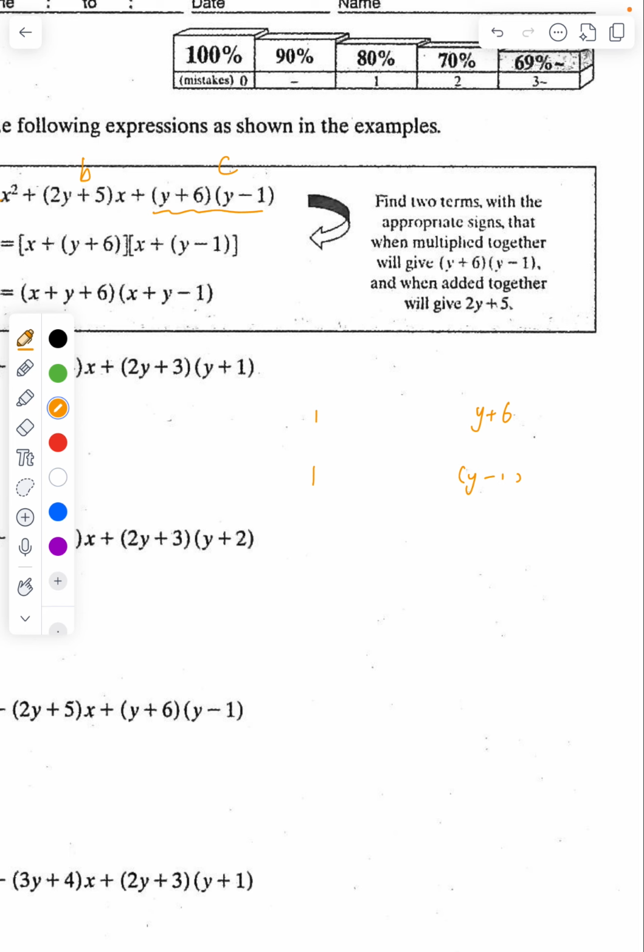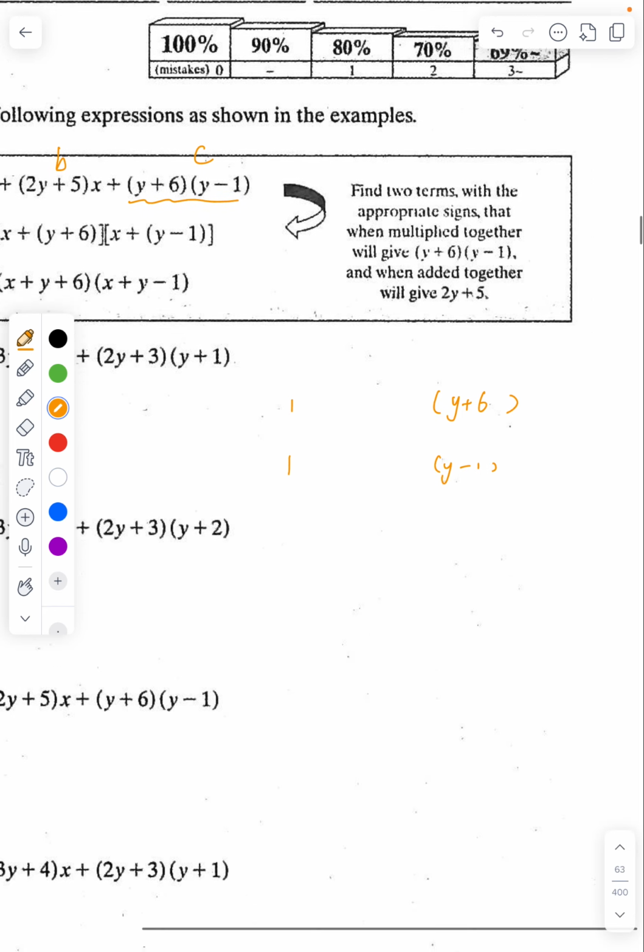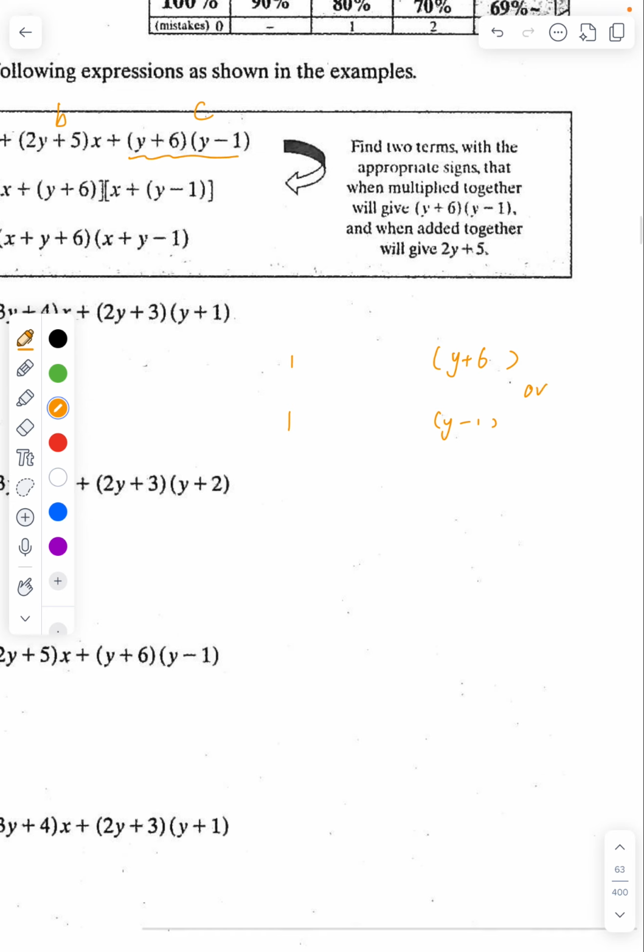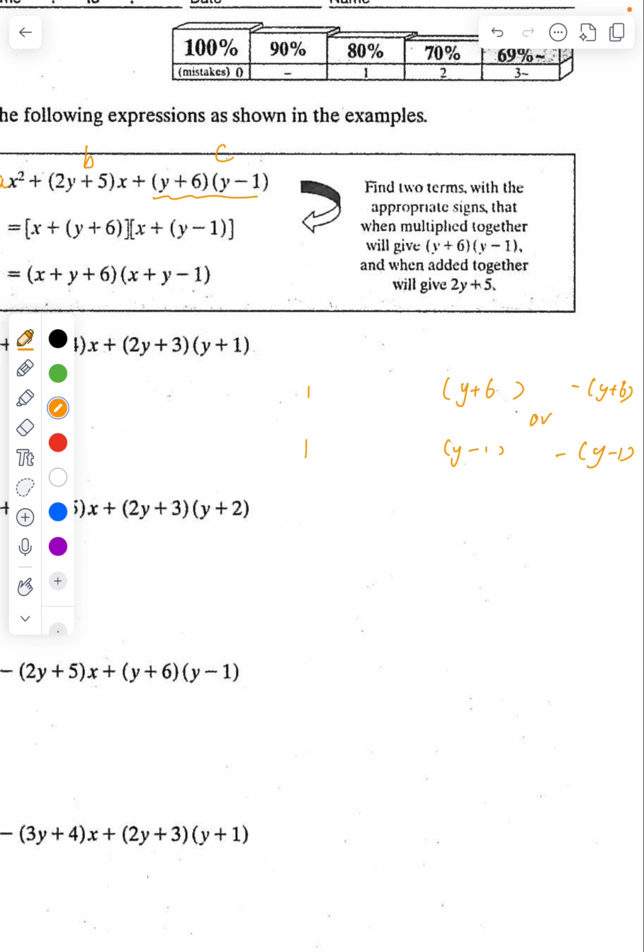y minus 1. Notice that I could actually have negative y plus 6 or negative y minus 1. So either way, I will be able to handle that. So let's see, our target is 2y plus 5. Let's use another color actually. 2y plus 5. Okay, that's our target.